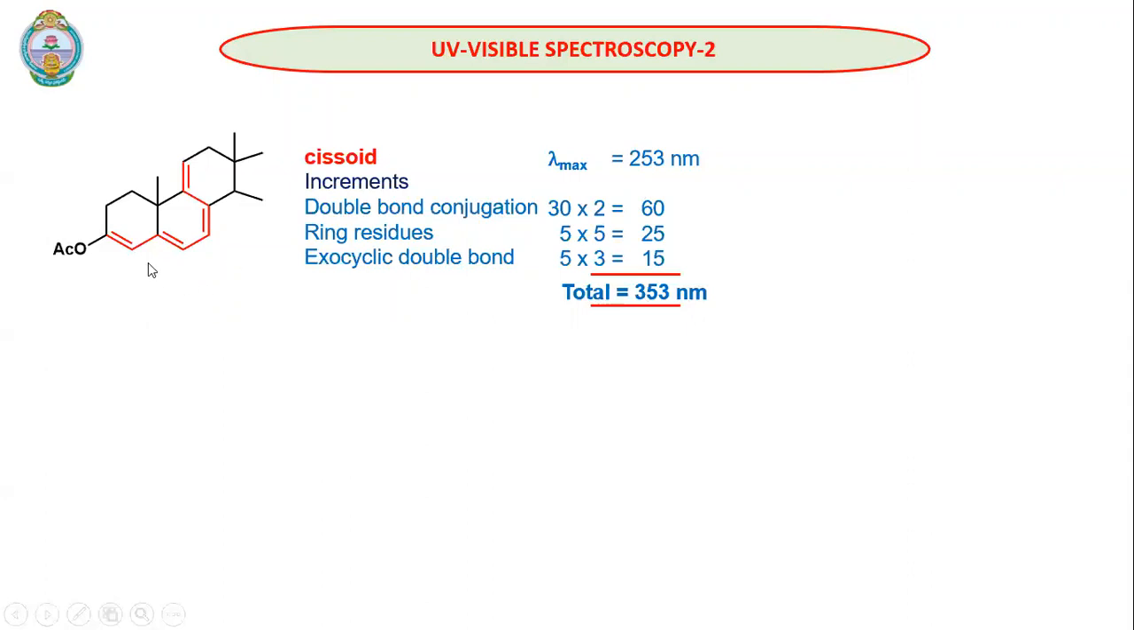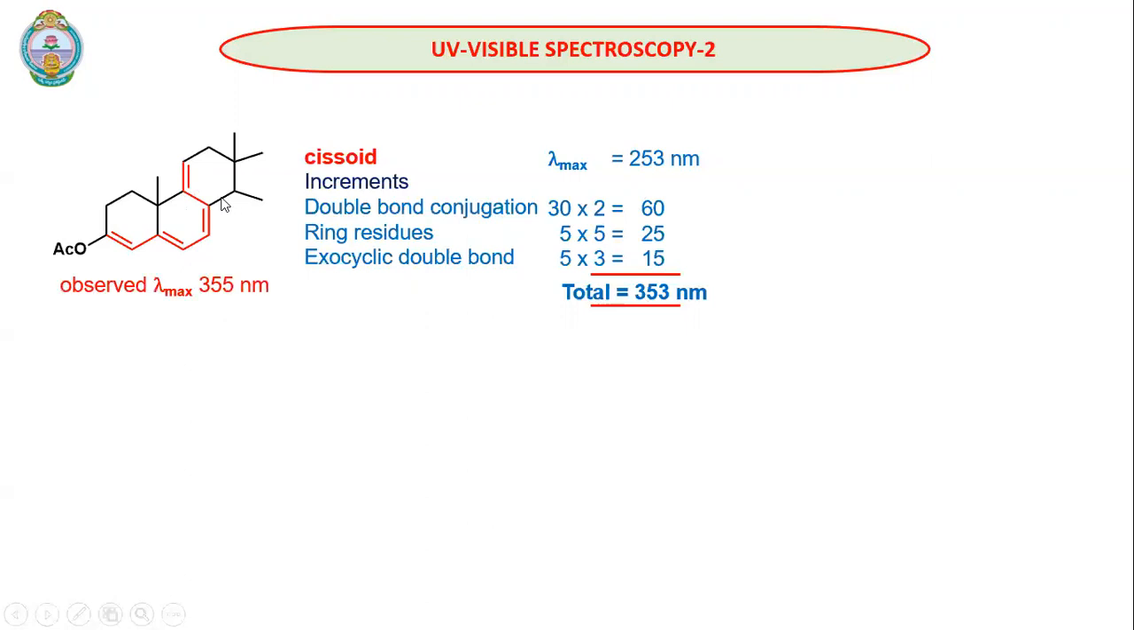Now, I have given red color to the parent system. Don't think that only the cisoid is the parent. The double bonds which are in conjugation, they also become parent. When we consider it like this, then it is easy for us to understand that the ring residues are alkyl substituents.